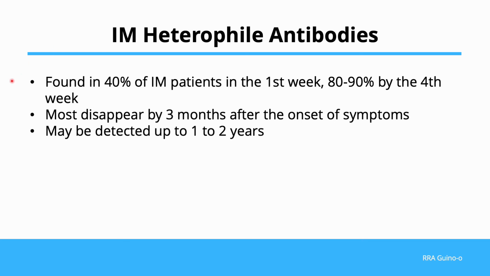Now, our IM heterophile antibodies are found in 40% of IM patients within the first week of infection, and this increases to 80 to 90% of patients by the fourth week. However, these antibodies are short-lived and they usually disappear by 3 months after the onset of symptoms. However, in some individuals, they can be detected up to 1 to 2 years after you've had the infection.